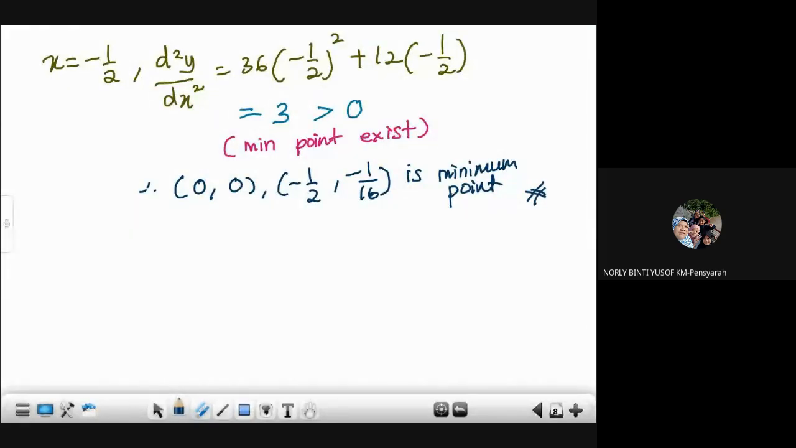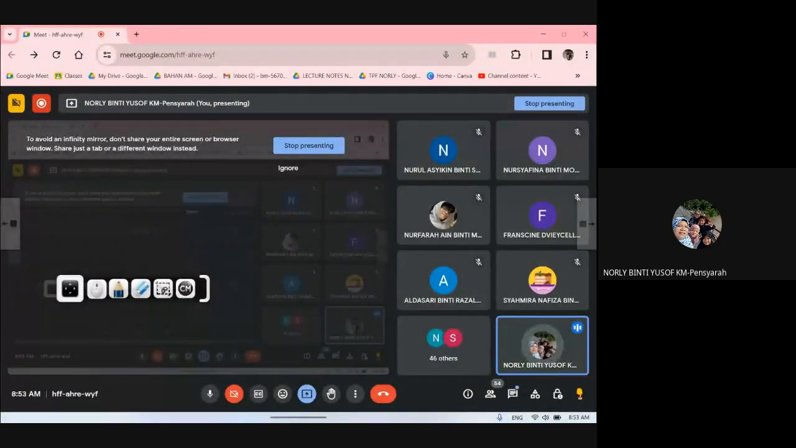So kita dah habis topik differentiation. Is that okay? Boleh faham kan? Okay, madam.